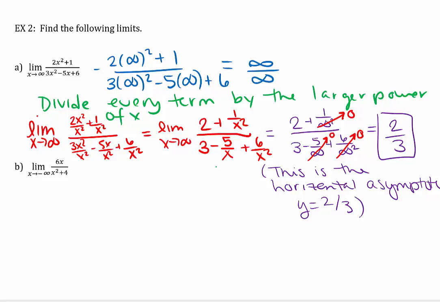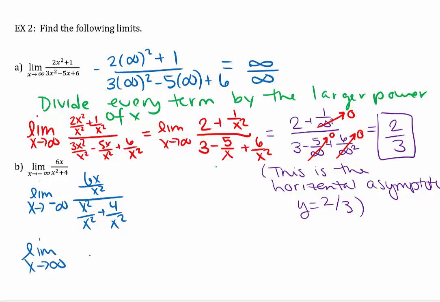I'm going to go through and I'm going to divide everything by that largest power of x. In this case, it's x squared. So I divide the numerator by x squared, and then I divide both terms in the denominator by x squared. And if I simplify everything, I have a 6 over x in the numerator and a 1 plus 4 over x squared in the denominator.